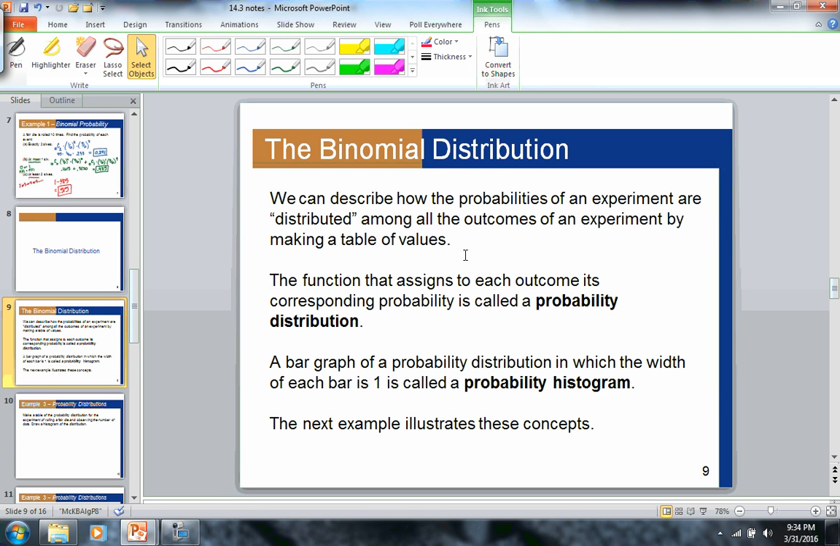And then the function that assigns each outcome to its corresponding probability is called the probability distribution. So if you hear that phrase, just know what that means. And then we're going to make a bar graph of a probability distribution. And that is actually just going to be called a histogram. And histograms are like bar graphs, except every bar is the same width, and they're right next to each other. There's no spaces between them. And the only thing that can vary with them is their height. Okay, so we're going to take a look at both of these concepts in our next example here.